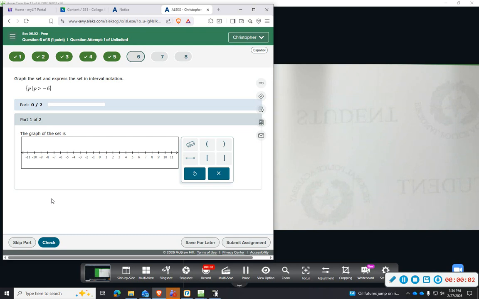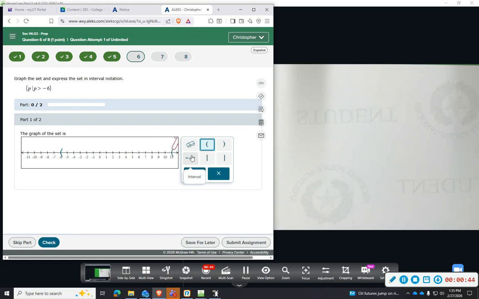All right, number 6, we want to graph the solution set and express the set in interval notation. So this is the set P where P is greater than -6. If you have an inequality or expression and the variable is on the left, this inequality is like an arrowhead. It will point you in the right direction. Because the inequality symbol does not have an equal to, our endpoint is going to be a parenthesis. So we're going to do a left parenthesis on -6.